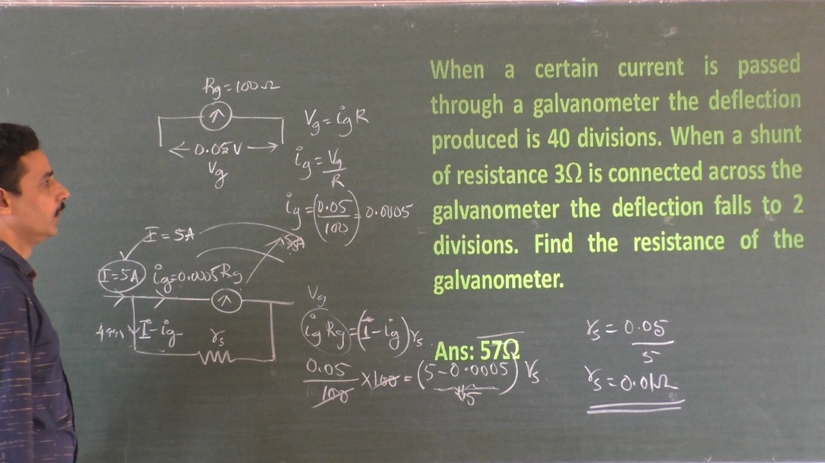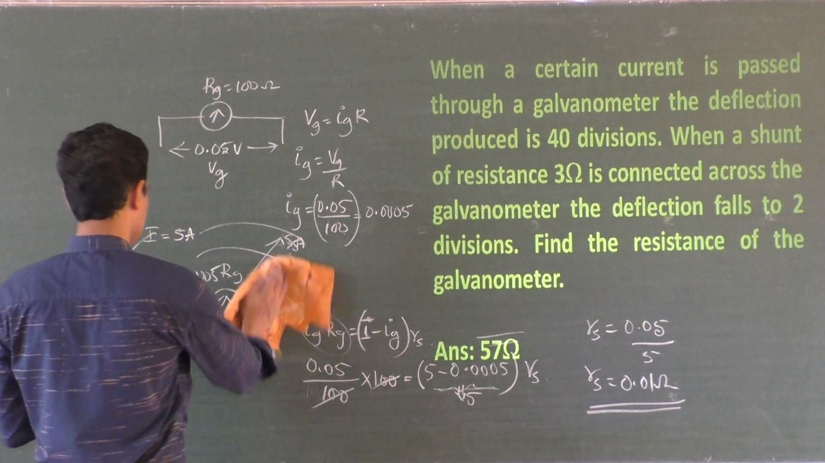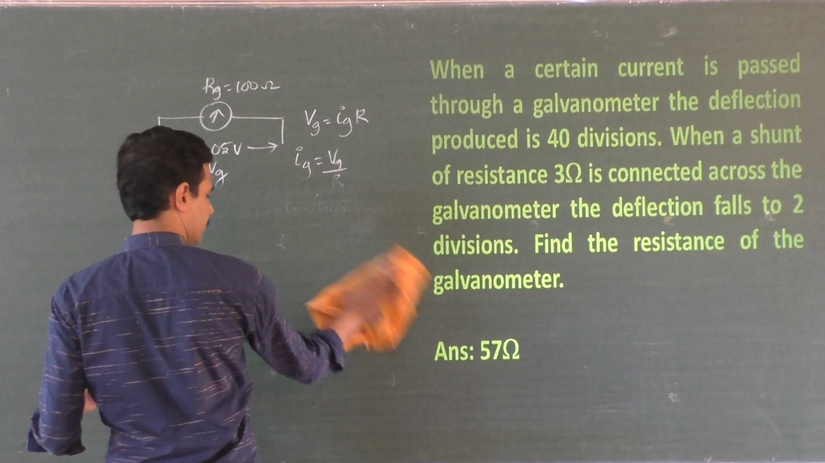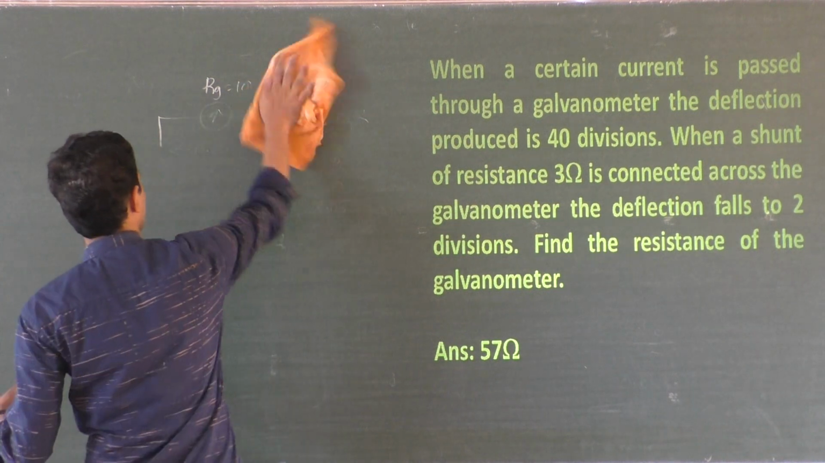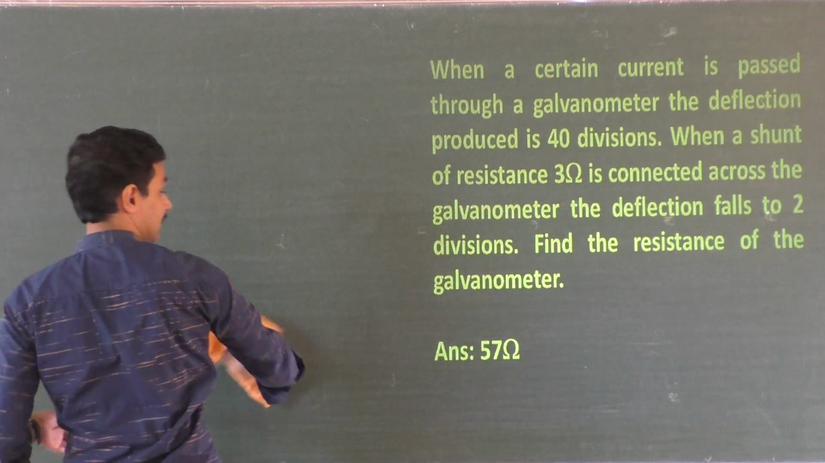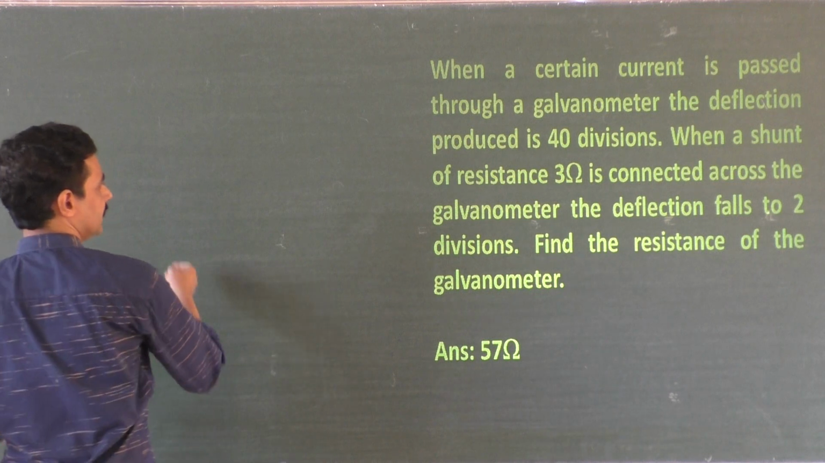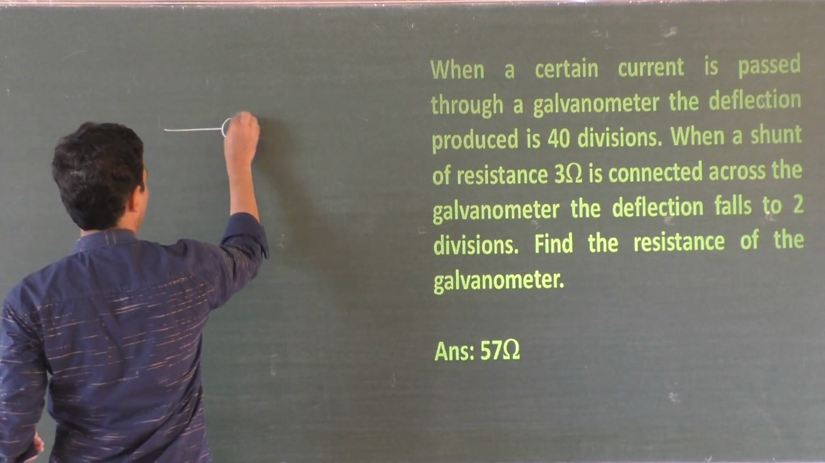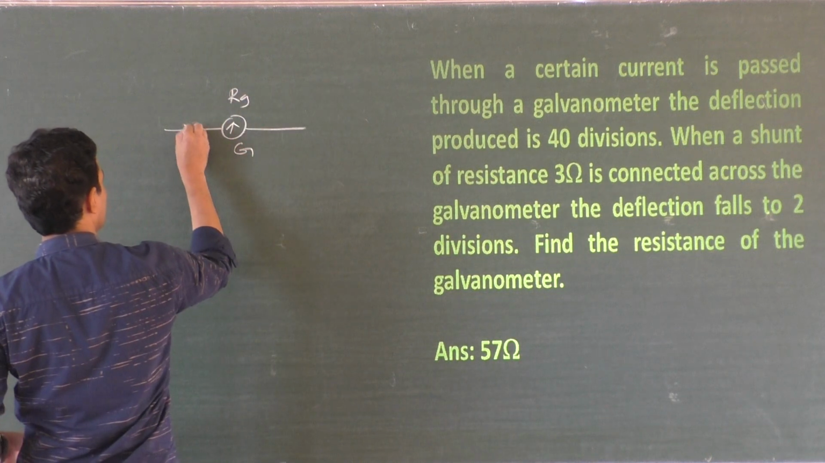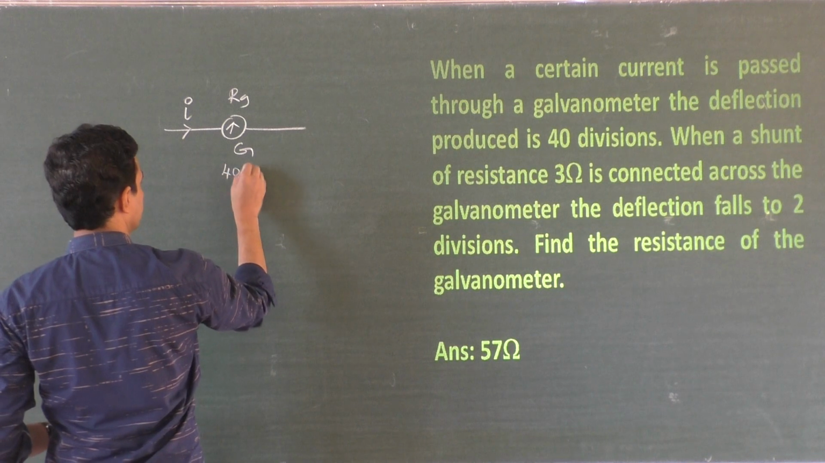Okay. When a certain current is passed through a galvanometer, the deflection produced is 40 divisions. You have to assume a symbol, some I, right? When a certain current is passed through the galvanometer directly, no parallel shunt, no series resistance, nothing, the deflection produced is 40 divisions. So directly you pass that current. Rg, G, galvanometer. The deflection was found to be 40 divisions.